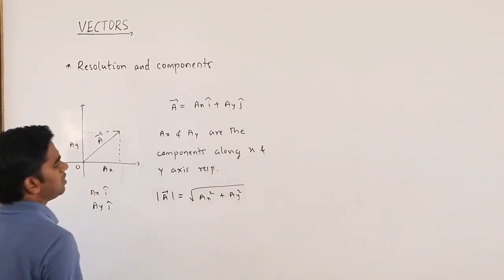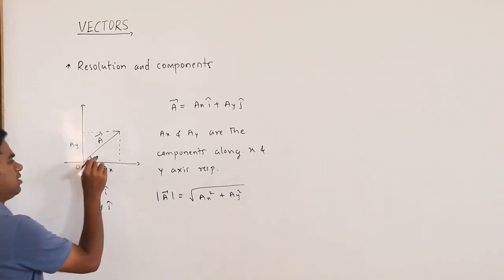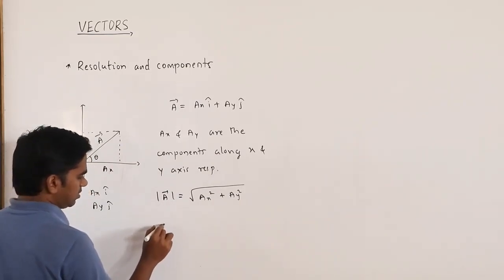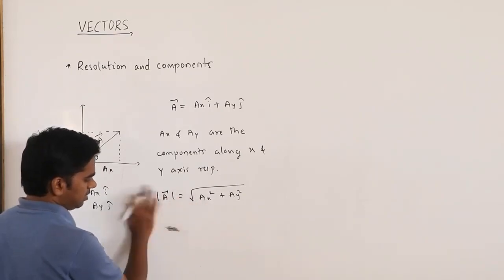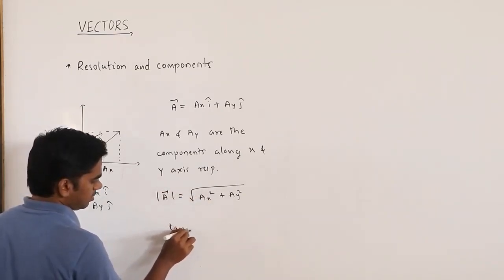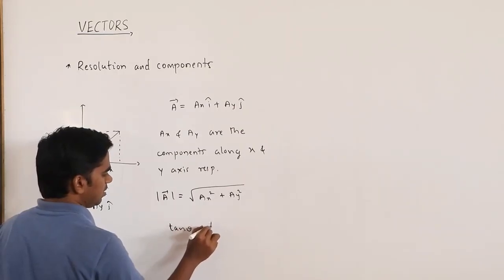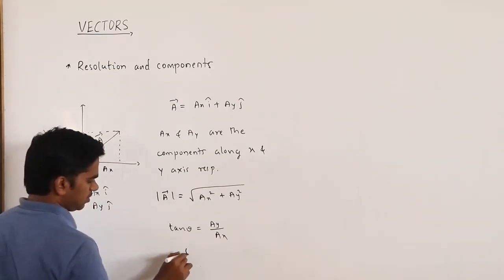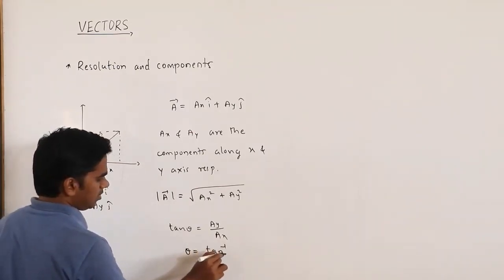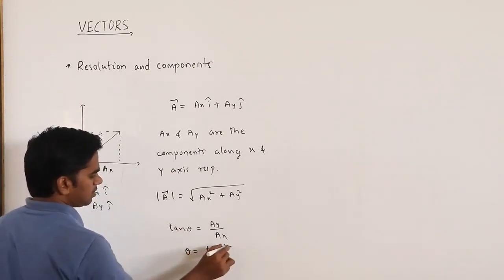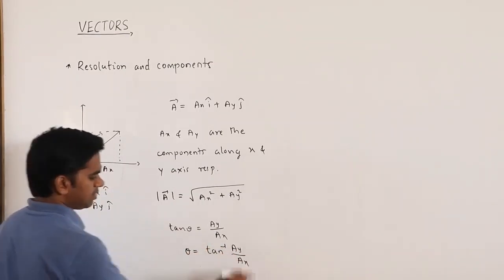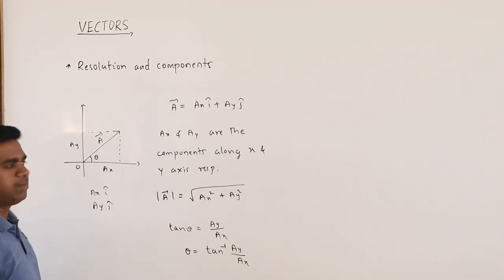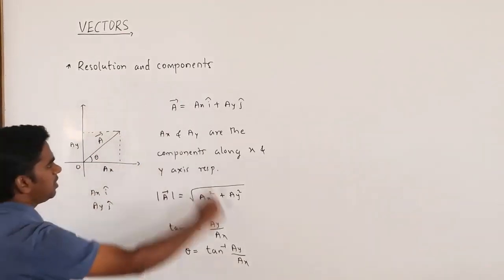Then how much angle is it making with the x axis? That you can find with this one. So theta, the direction: tan theta is equal to ay divided by ax, opposite divided by adjacent. So theta equals tan inverse of ay divided by ax.